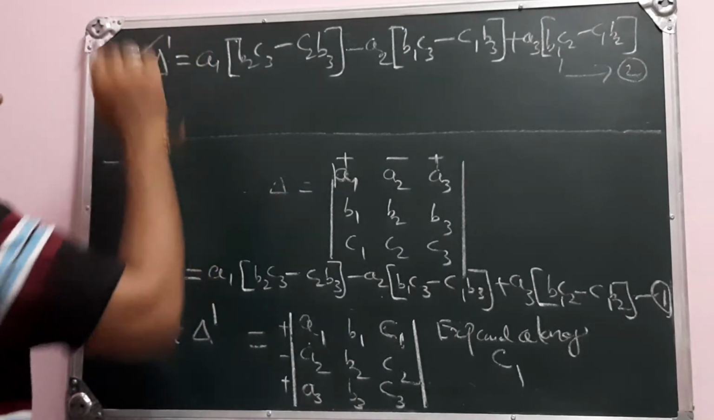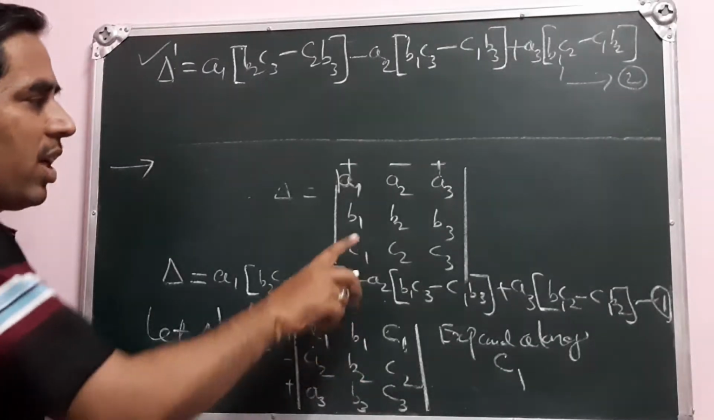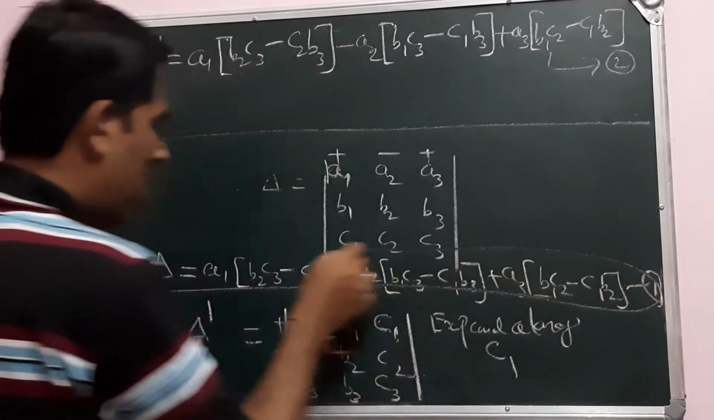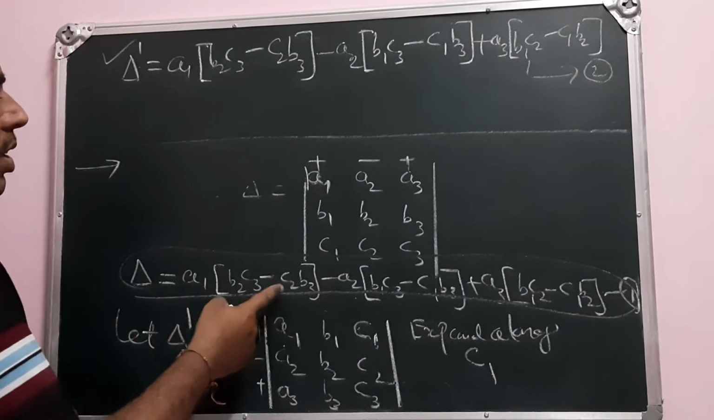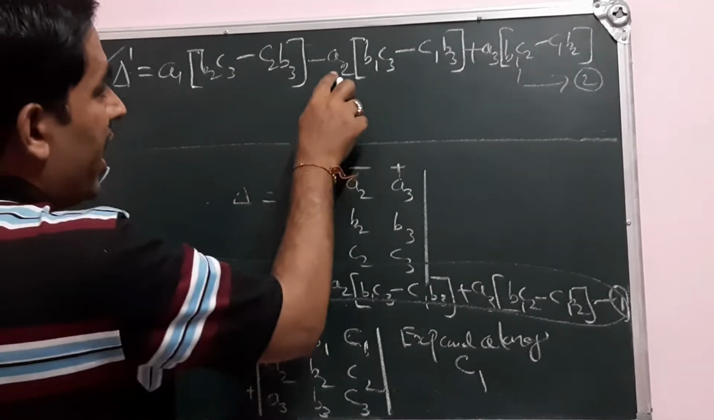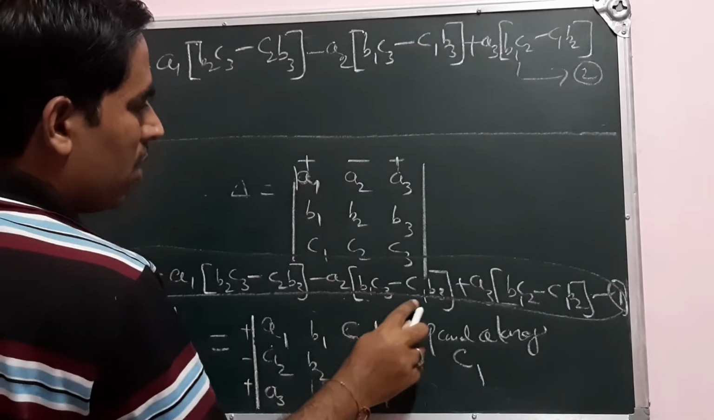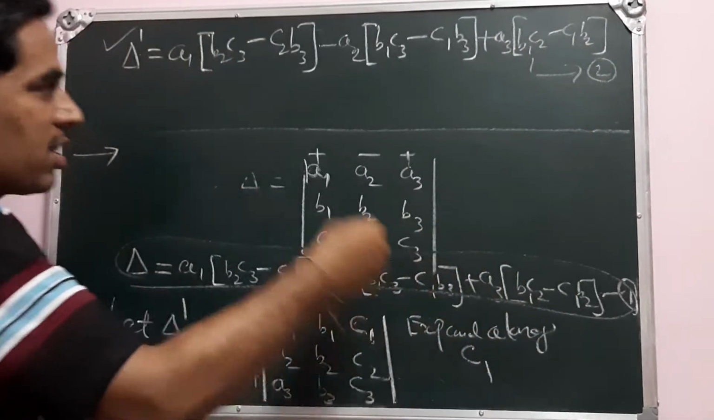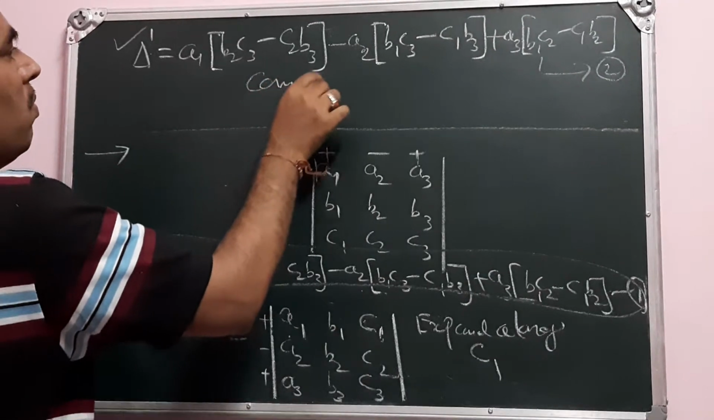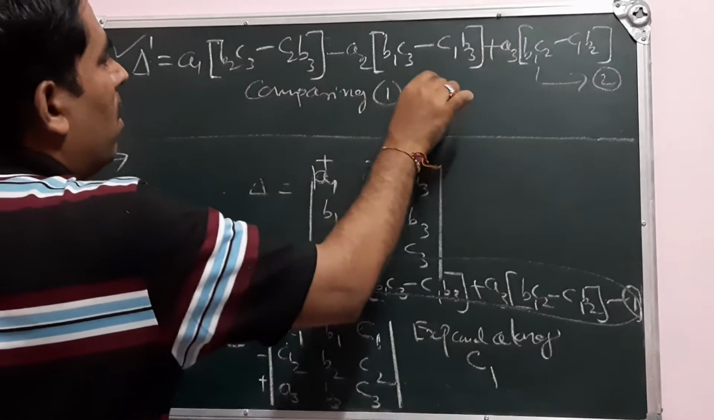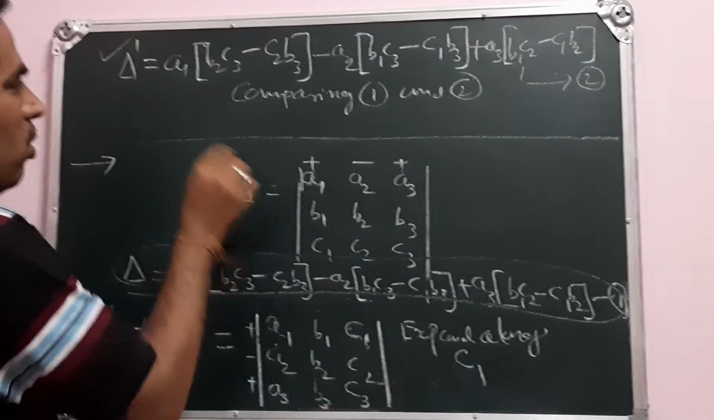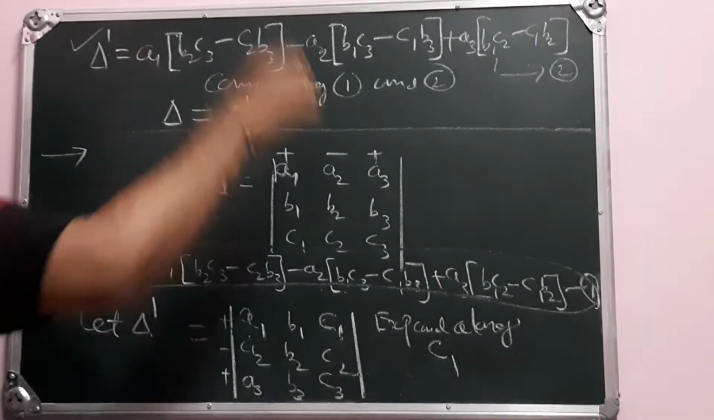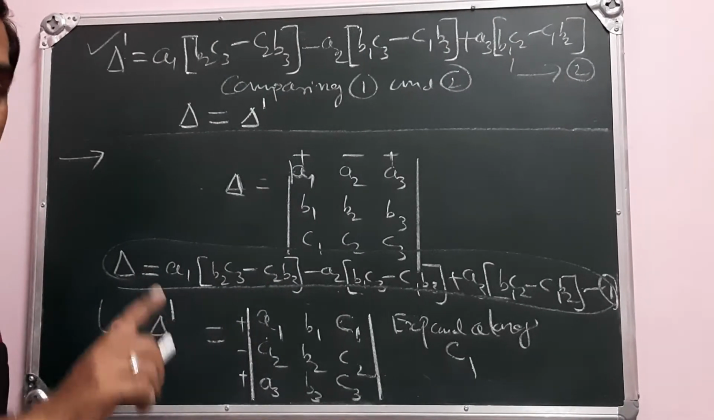This is the expansion of the determinant after interchanging the rows and columns. We compare equation 1 and equation 2. A1 into B2 C3 minus C2 B3, then minus A2 into B1 C3 minus C1 B3, that is the same, plus A3 into B1 C2 minus C1 B2. Both are the same. Comparing 1 and 2, we see that the value of the determinant is as good as the value of the determinant I got after interchanging the rows and columns.